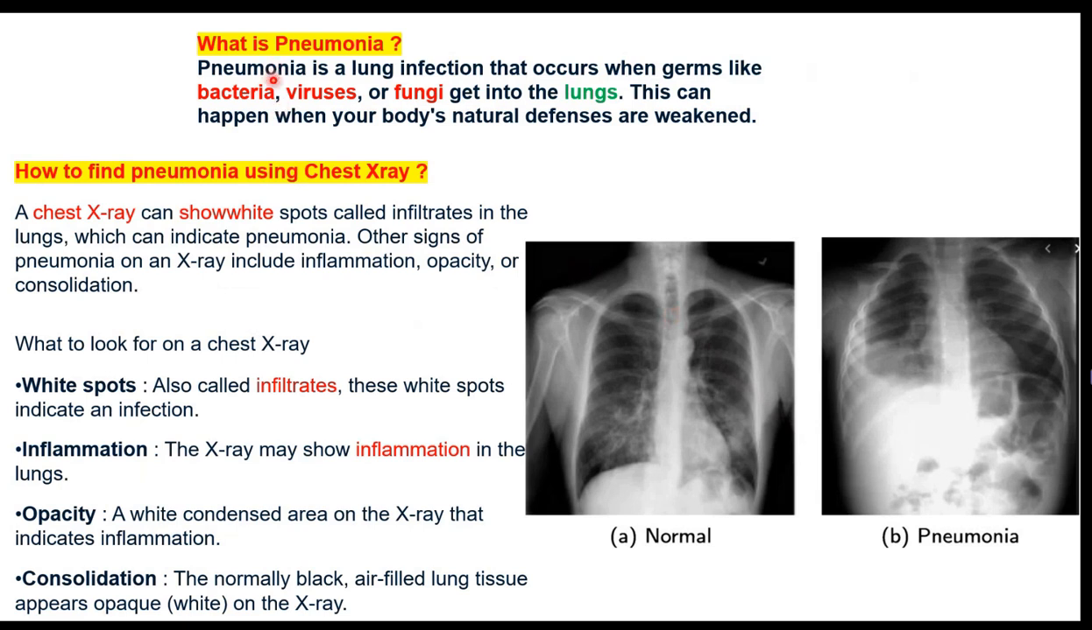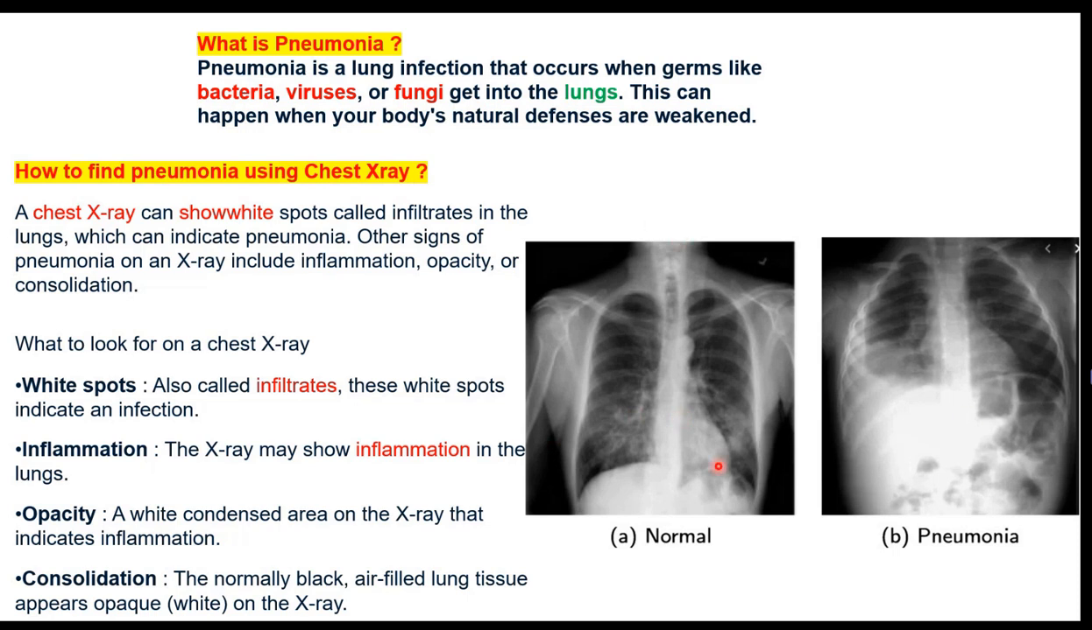So what is pneumonia? Pneumonia is a lung infection that occurs when germs like bacteria, viruses, or fungi get into our lungs. This can happen when your body's natural defenses are weakened. So how do we find pneumonia using a chest X-ray? You can see the picture.